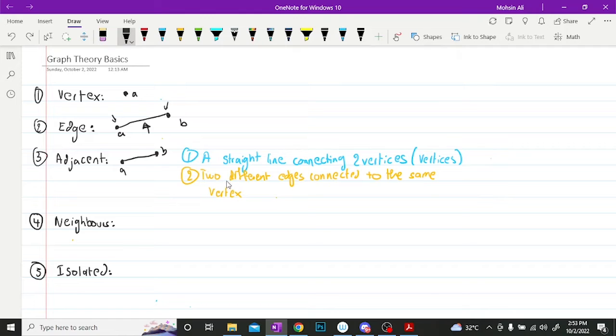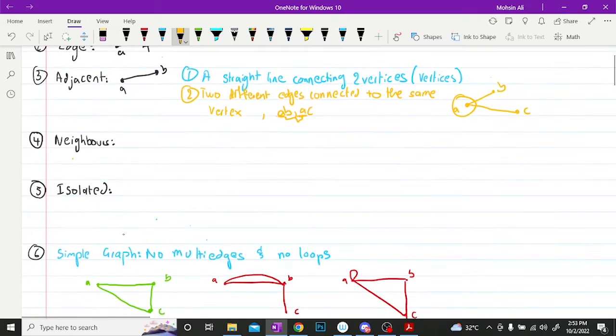Adjacent edges can be defined as, let's say, if we have a graph of A, B, and C, and we have some common vertex between the two edges, then that would be an adjacent edge. So AB and AC. The common vertex over here is A. That's why it is an adjacent edge.